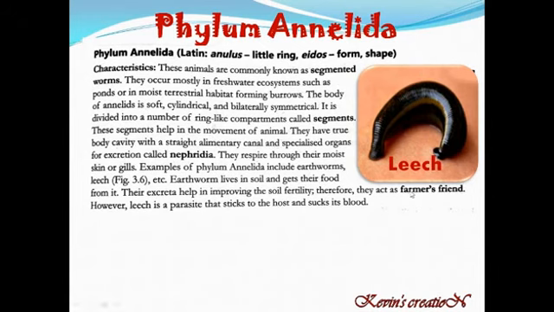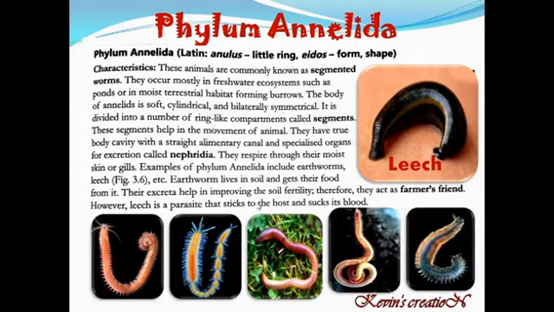So whereas earthworms are farmer's friend, on the other hand leeches are parasites. These are external parasites. What they do, they stick to the host, you know that, and suck the blood. So this was all about phylum Annelida. Now these are the various examples of phylum Annelida.